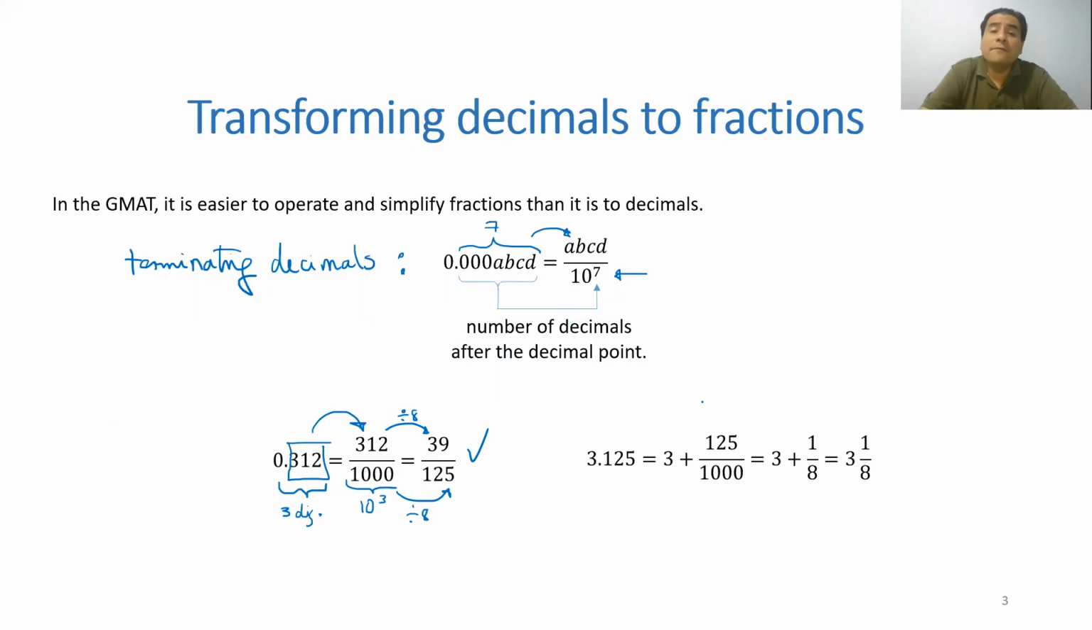For example, if you have a number which has an integer part and also a decimal part, then you can just split it.